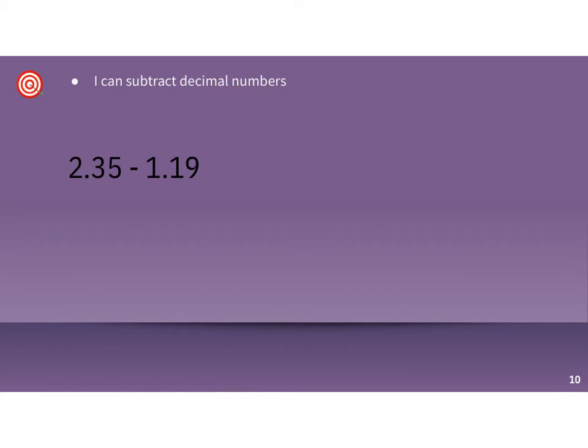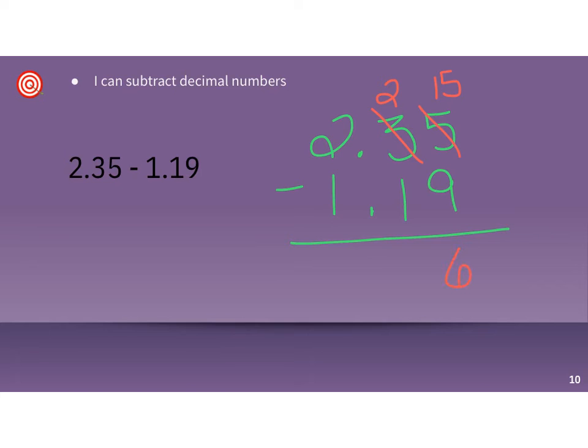2 and 35/100 minus 1 and 19/100. Pause and solve, and then let's compare. Five minus 9. Can't do that without regrouping. 15 minus 9, 6. 2 minus 1, 1. Bring down that decimal point. So 1 and 16/100. How are you doing? Always starting off by lining up those decimals. Are you getting your decimals lined up?